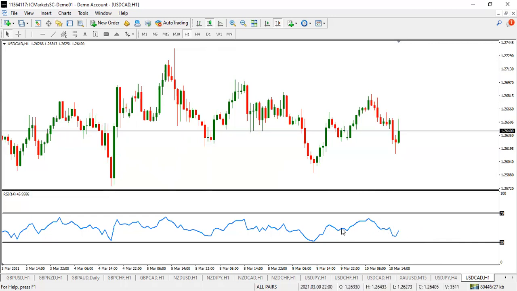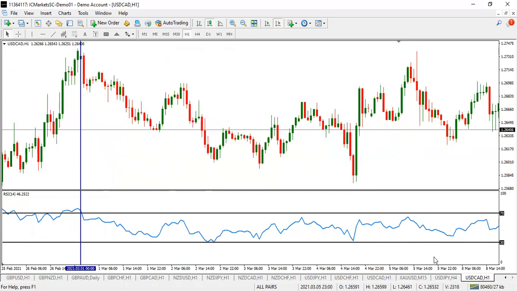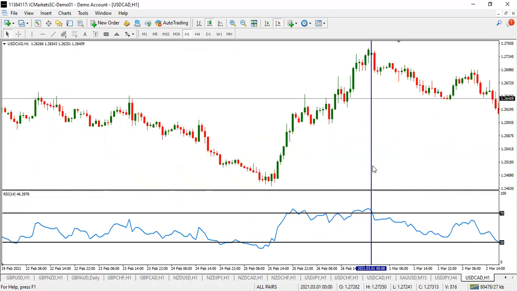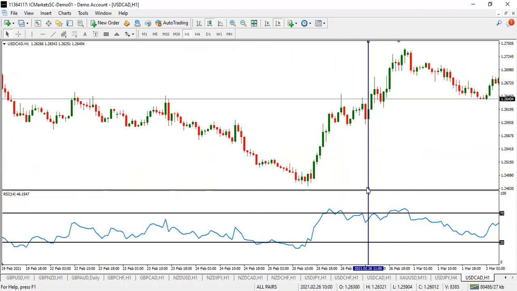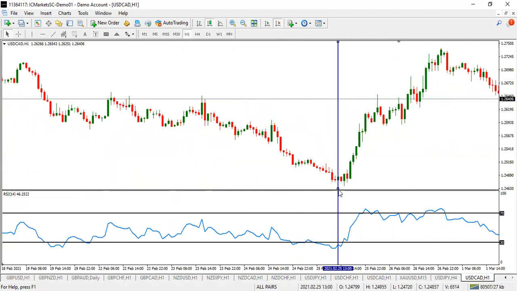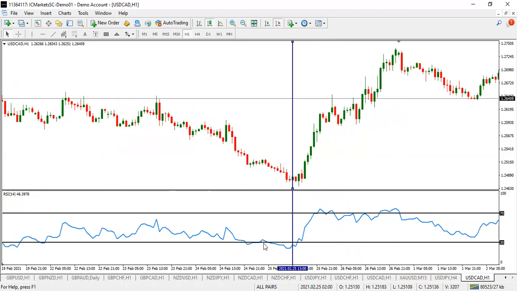RSI, relative strength index. So let's scroll back and look for some examples where price is oversold. We have a typical example right here, guys, where price went oversold. The next thing that happened was a serious push up. All right, so once price is oversold, you want to start expecting the same pair to turn back and start going in the other direction.